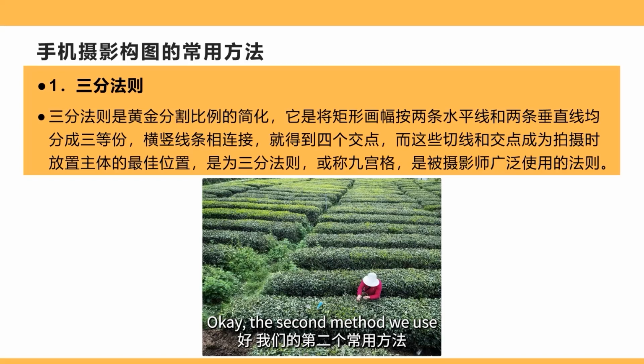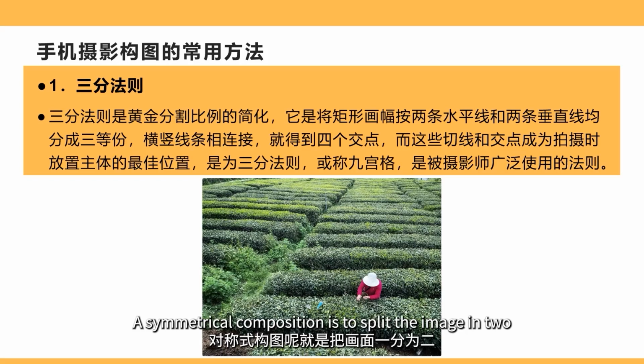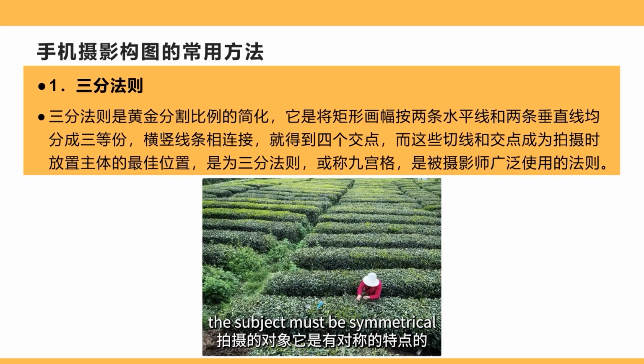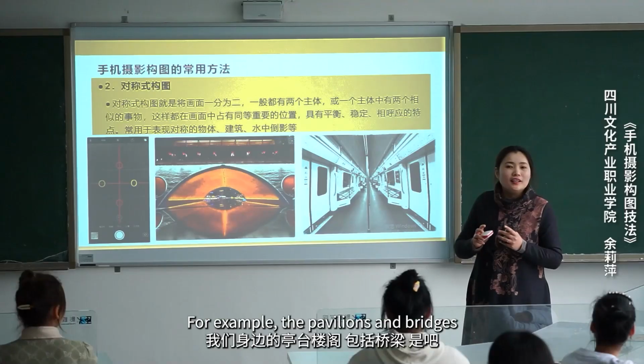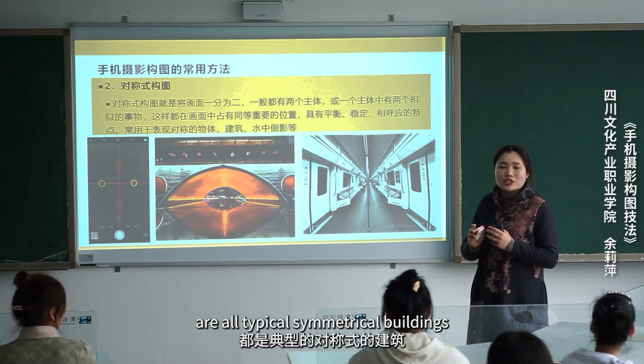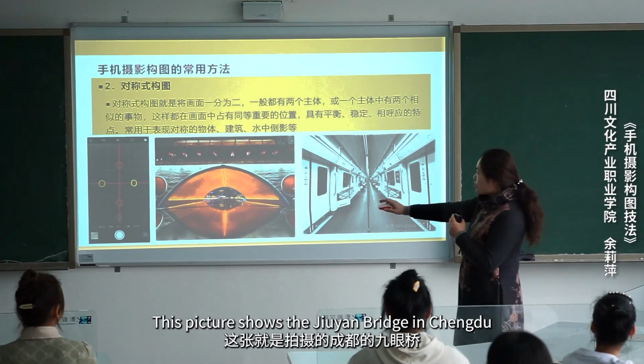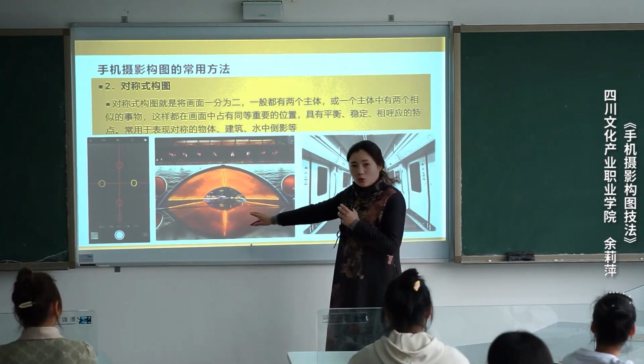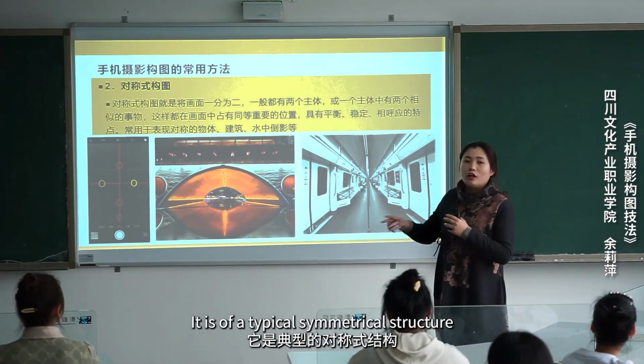Okay, the second method we use is symmetrical composition. A symmetrical composition is to split the image in two, while the subject must be symmetrical, and this is often reflected in the traditional Chinese architecture. For example, the pavilions and bridges are all typical symmetrical buildings. This picture shows the Jiuyan Bridge in Chengdu. It is of a typical symmetrical structure.